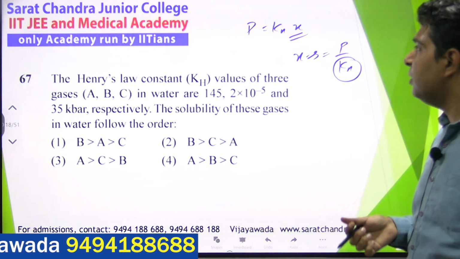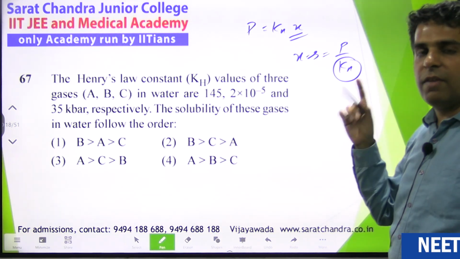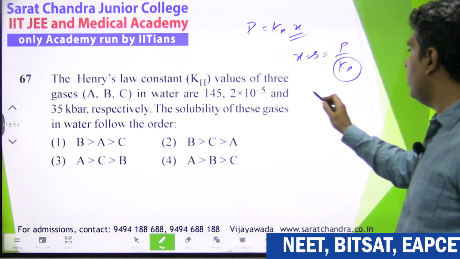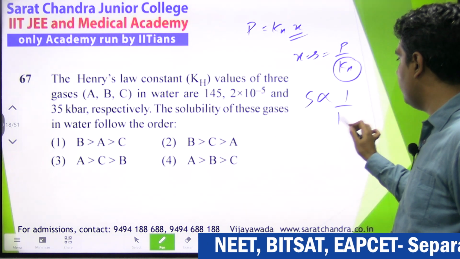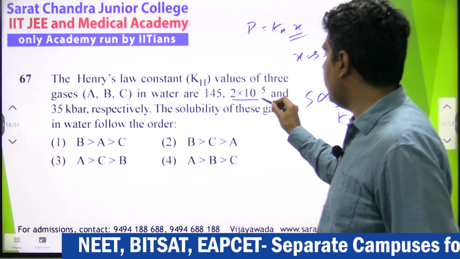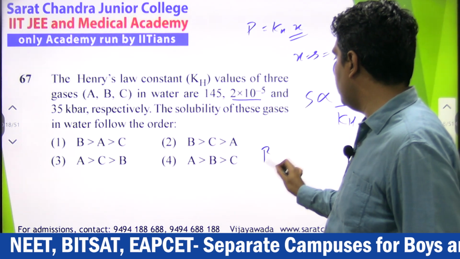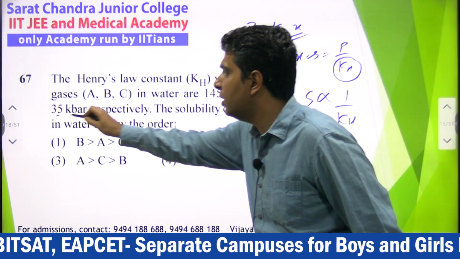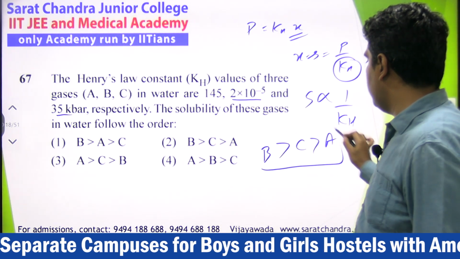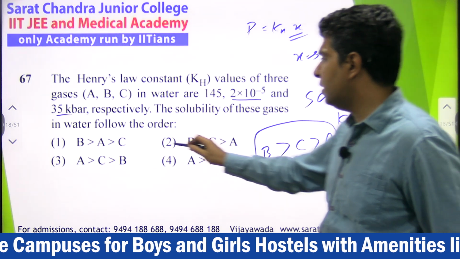For the same pressure, the gas that has a lesser value of Henry's constant will have more solubility. So solubility is inversely proportional to the value of Henry's constant. The one that has the least value of Henry's constant will be the most soluble gas. Then second is C, and then A. So this will be the order of solubility of the gases, that is the second option.